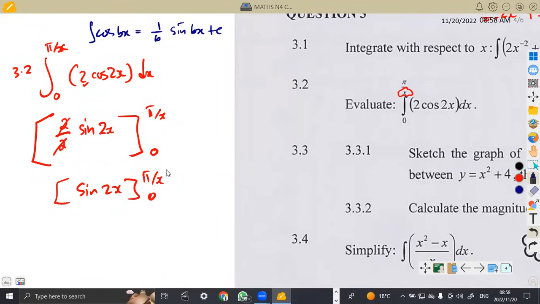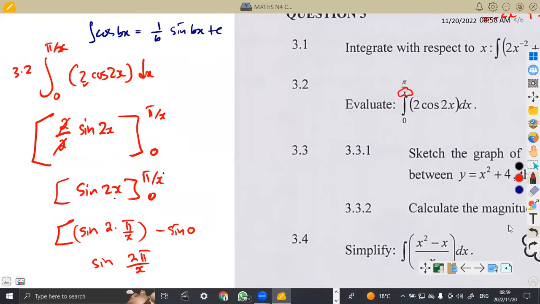If it was a normal value like pi over 2 or pi over 3, we would substitute just like usual. But in this case, it is going to be sine 2x, which is pi over x like that, minus sine 2 times 0. 2 times 0, guys, is a 0 there. So sine 0 is actually a 0, and you're going to have sine 2 pi over x.